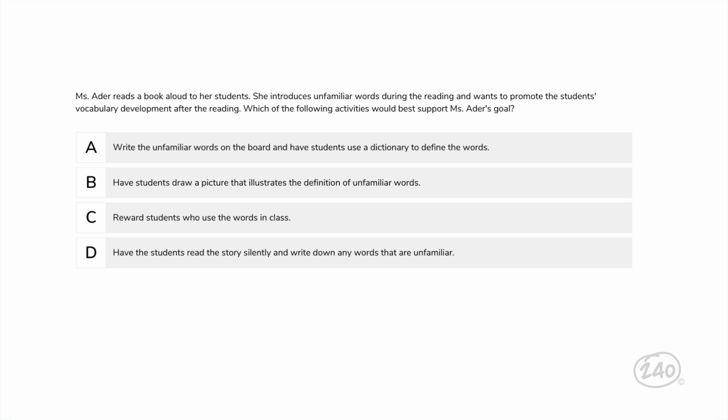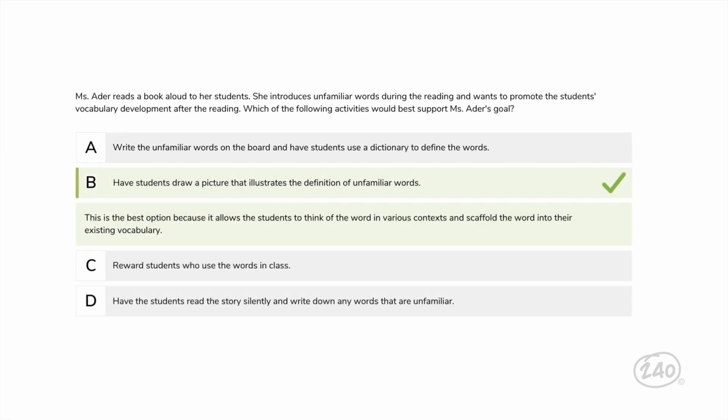Write the unfamiliar words on the board and have students use a dictionary to define the words. Have students draw a picture that illustrates the definitions of unfamiliar words. Reward students who use the words in class. Have the students read the story silently and write down any words that are unfamiliar. This is the right answer because it allows the students to think of a word in various contexts and scaffold the word into their existing vocabulary.